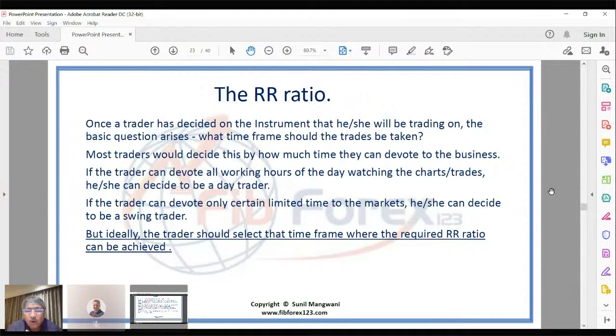The basic question always comes: what time frame should I be trading on? Now this is more or less decided by the trader. It's a very natural thing, decided by the comfort level or the convenience of the trader. So if I have all the time of the day, I can watch my charts, I can follow my trades, I can be a day trader.